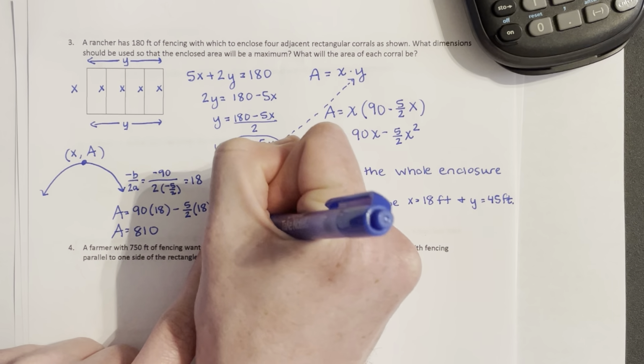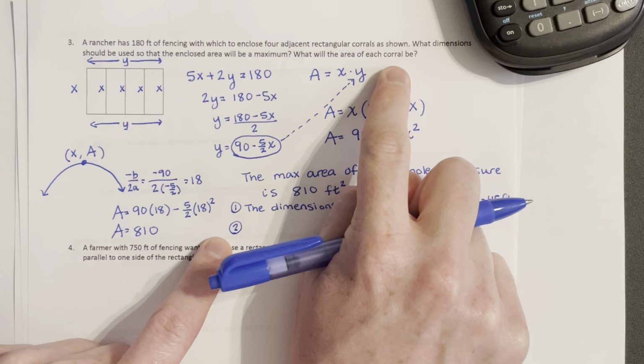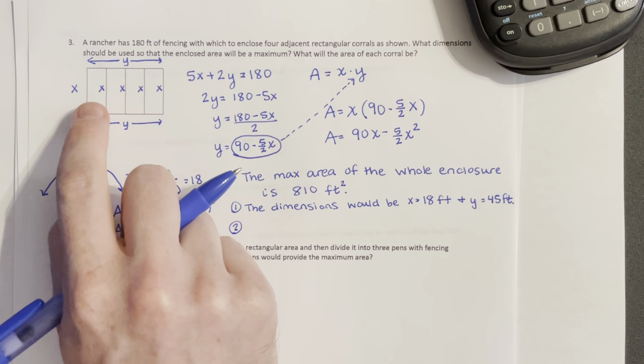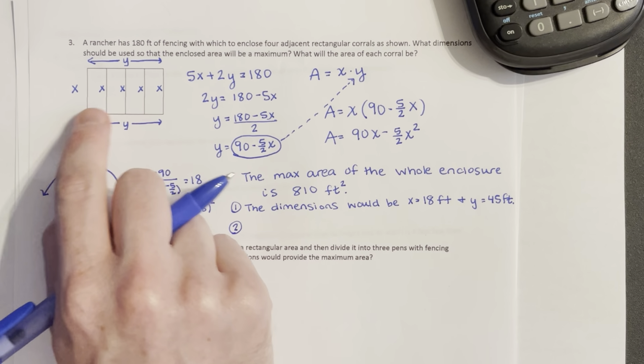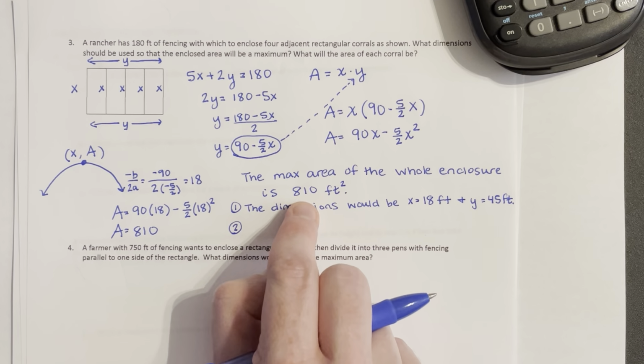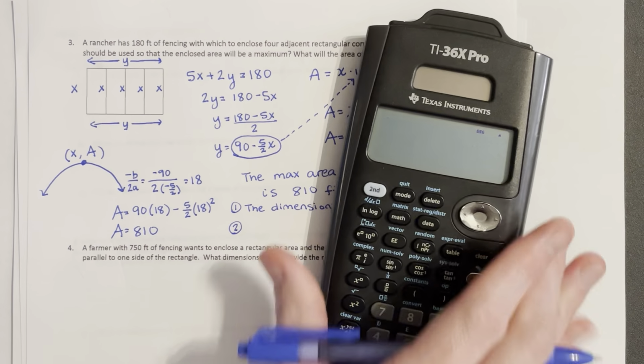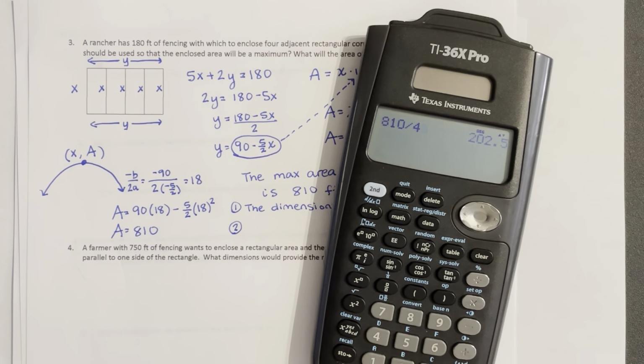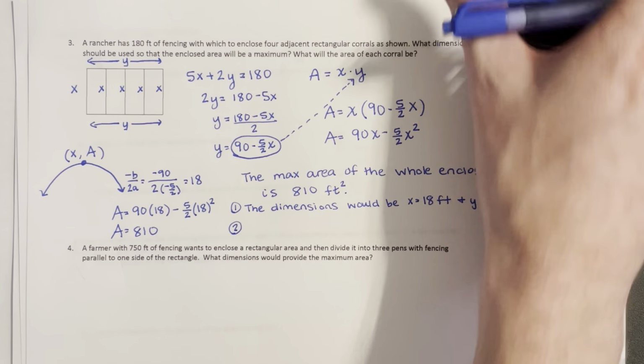Part 2 asks what will the area of each corral be? That's a little bit different. So there are 4 corrals. If there was a maximum area of 810, we just divide that by 4. So 202.5.